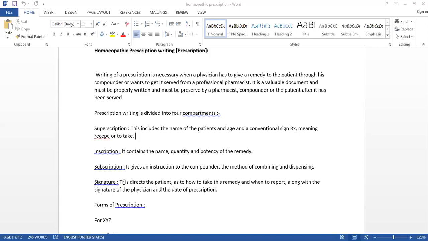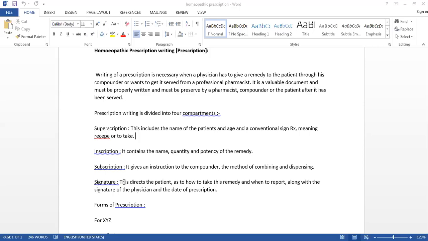We have to use one language for that. You can write in English, you can write in Latin, or you can use any vernacular language. But it should not be a khichdi. One language should be used.